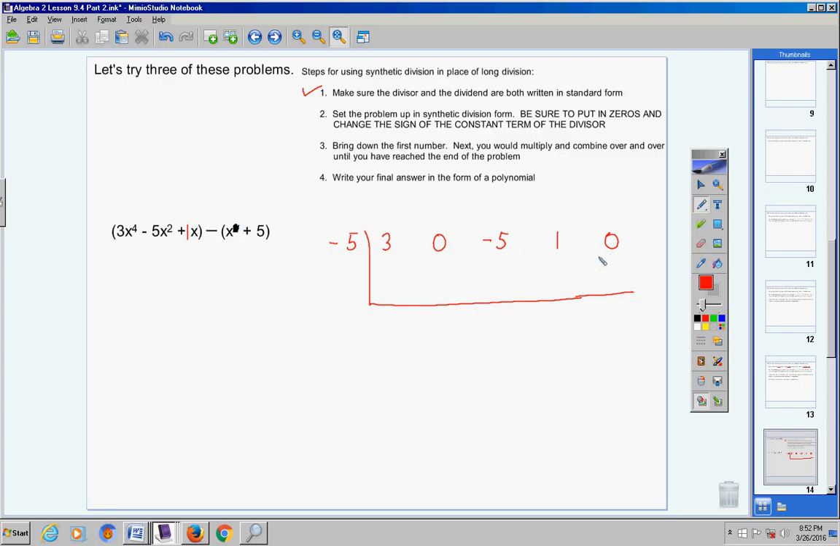Now, let's run our test. What is your degree? 4 in your head. Add 1 to that and you get 5, right? You should have 5 numbers inside the box. And we do, so we're probably pretty good, okay? Alright, here we go.